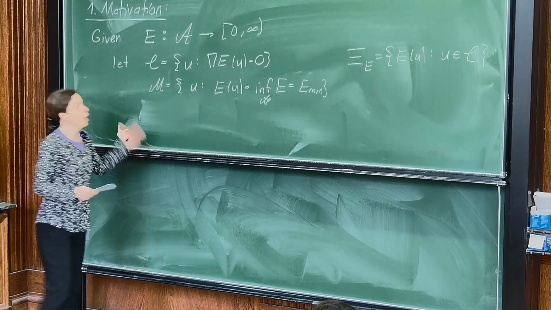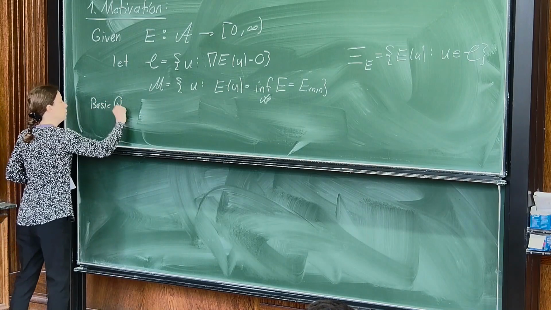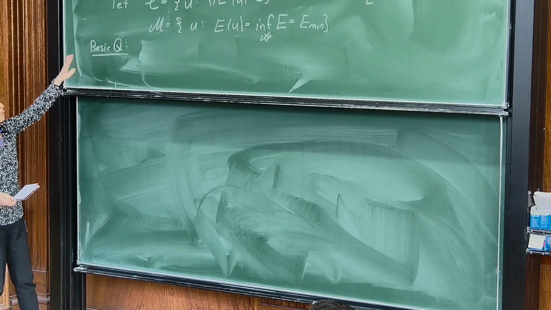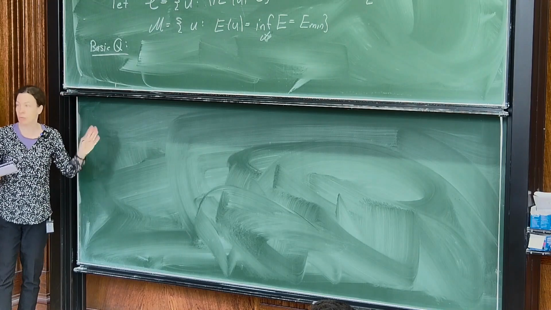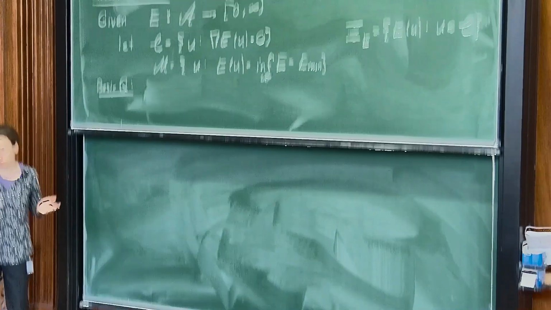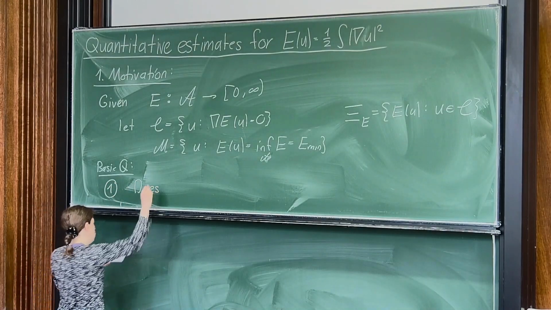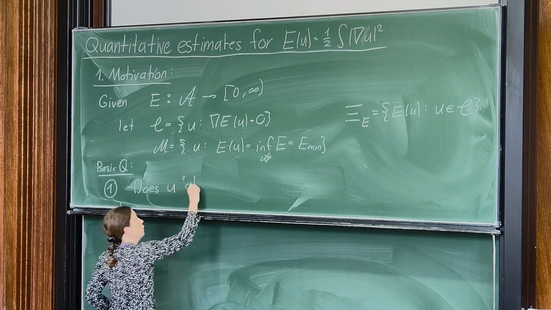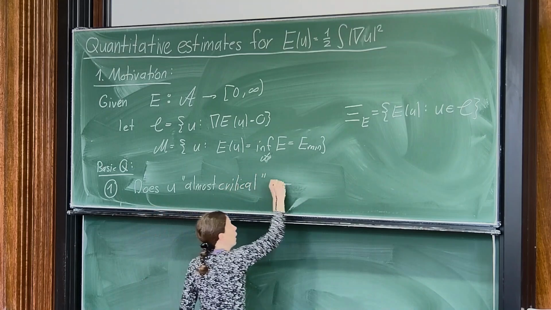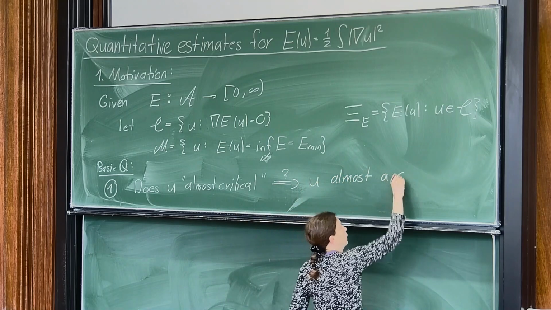And now you can ask a number of very basic questions about this. So the basic question, first of all, of course, is do these objects exist? Are they unique? What properties do they have, and so on? But I do not want to talk about this, I want to talk about related almost solutions. So the first question I want to ask is, does u almost critical imply that u is almost a critical point?